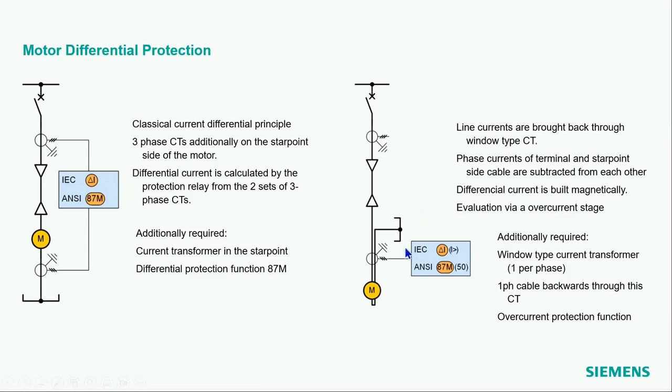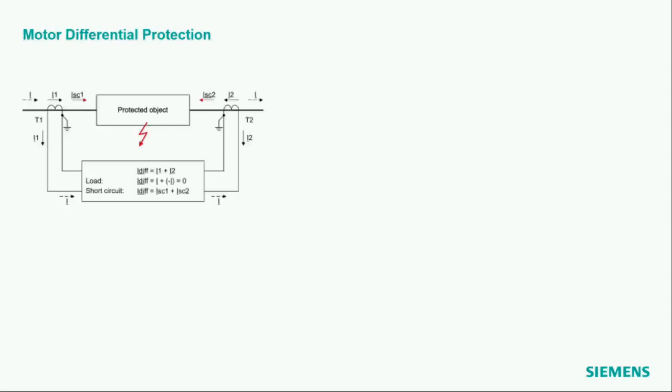The protection function here is a classical overcurrent protection function, so just one stage, because the forming of the differential current is done here in this current transformer by the currents which flow in opposite direction. Good, these are the two basic principles we have, and I would say they are more or less equivalent. You see now the differences in the setup, the effort we have, and for the window type current transformer we need a simpler protection function, overcurrent protection instead of the differential protection, basically.